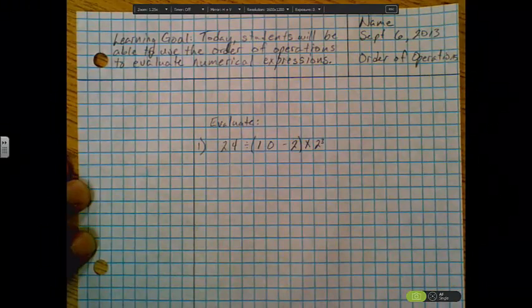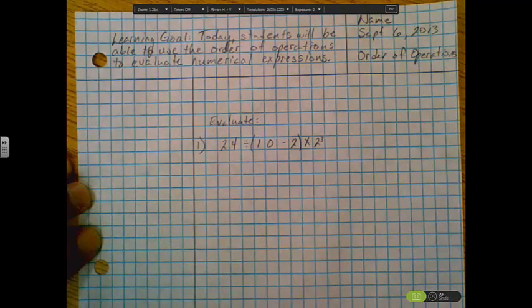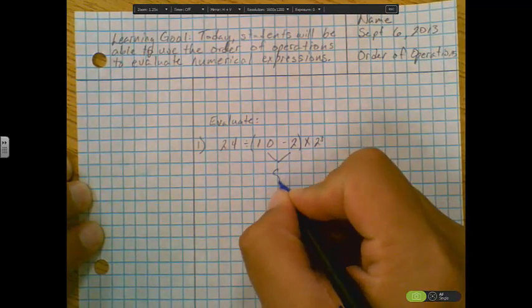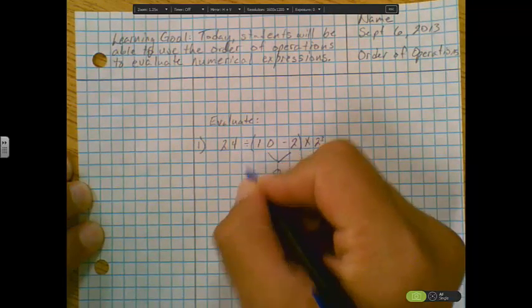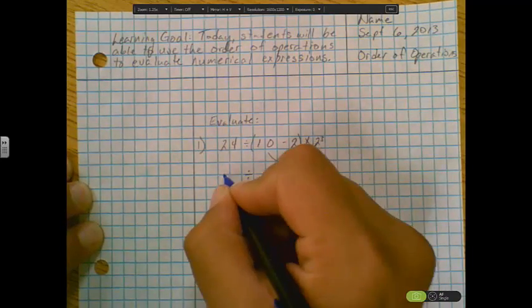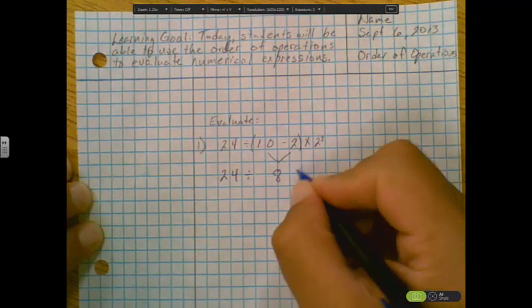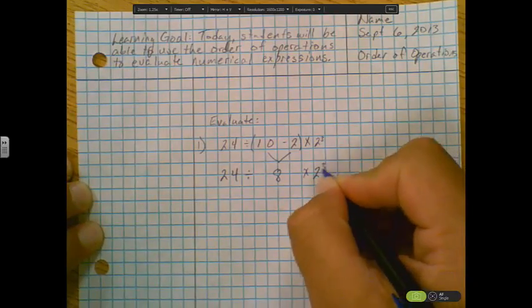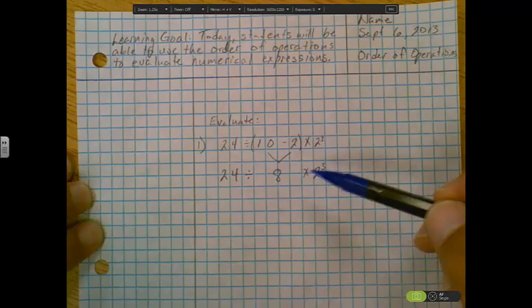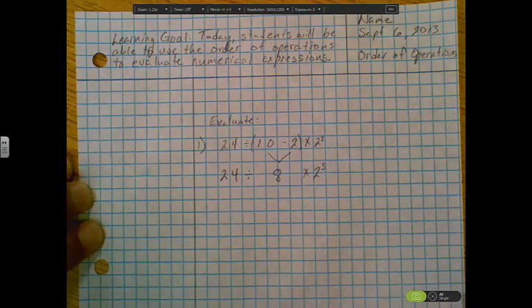So the first sample problem, we're going to use our order of operations. The first thing we do is P, which is for parentheses, and we see that we have 10 minus 2, so we're going to evaluate that first, and we know that 10 minus 2 is equal to 8, and then everything else we just bring down. So I bring down the 24, bring down the division sign, bring down the times sign, and bring down the 2 to the third power.